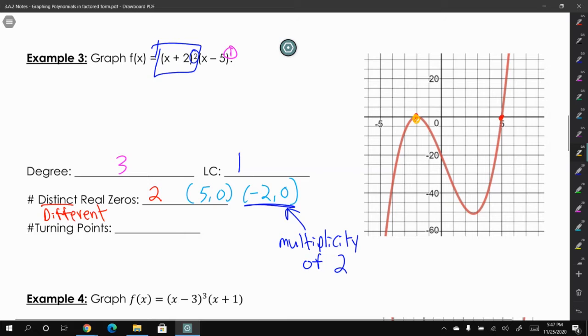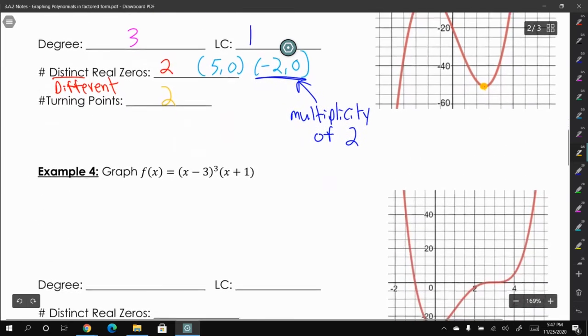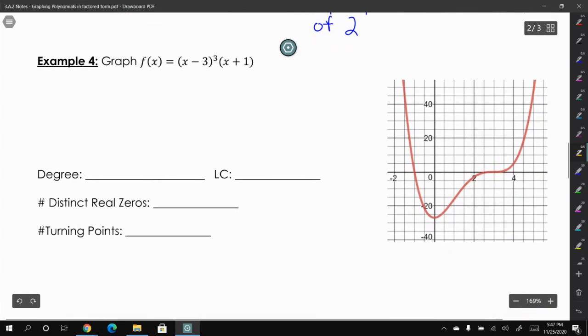Now the number of turning points, we have 1 turning point here, which is also one of our x-intercepts, and we have another turning point there, so we have 2 turning points. Then example number 4. Okay, this is a funky looking graph, but we have our 2 factors here.